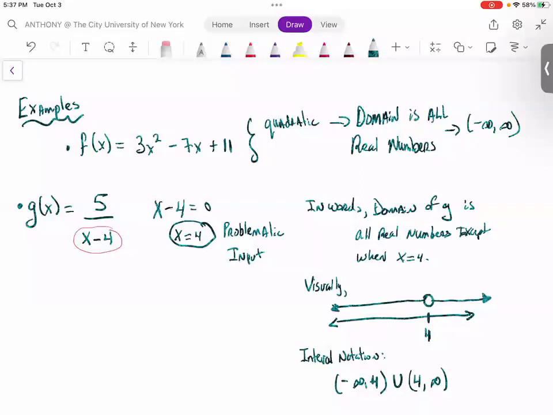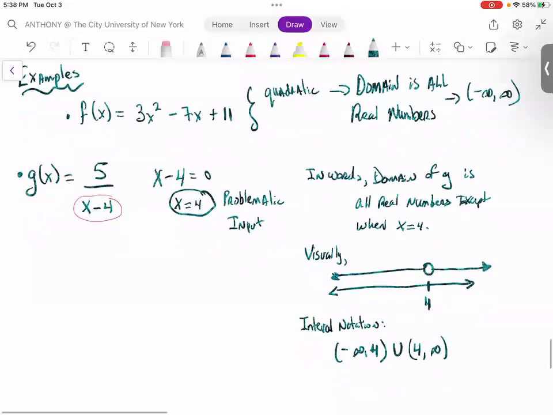The 5 is irrelevant. It's whatever causes division by 0, whatever makes that bottom, such as x minus 4, whatever makes that bottom 0. Right? Let's look at another example. So just to clarify real quickly, what if I were to write this as x minus 4 over 5?